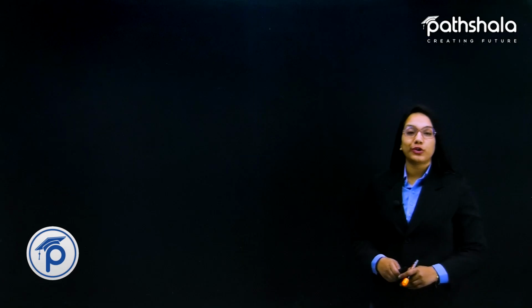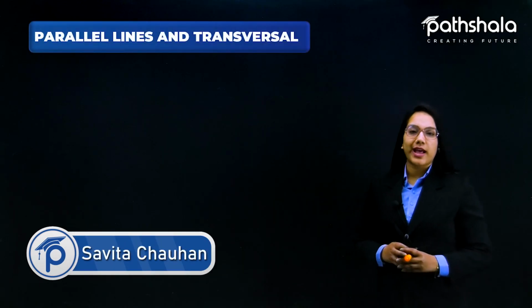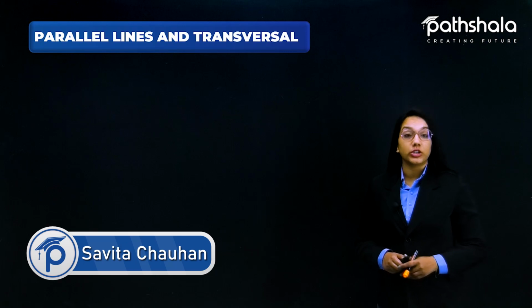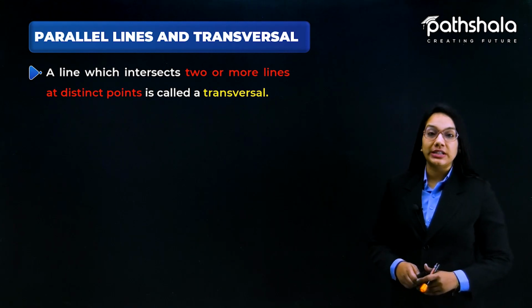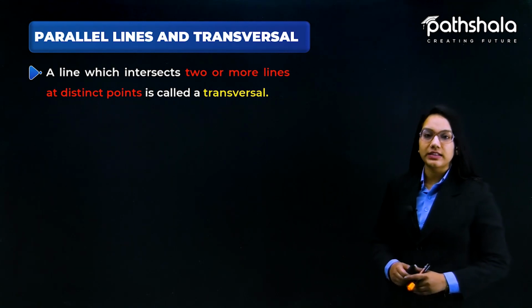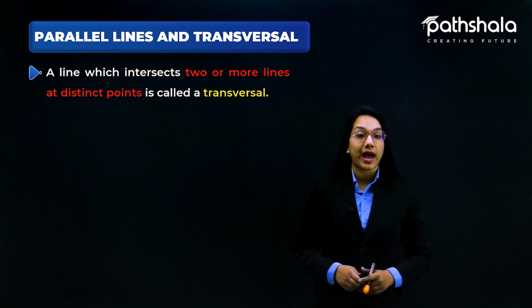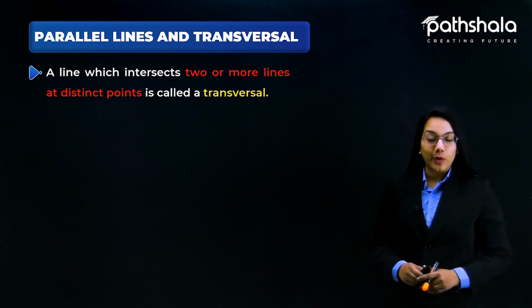Now let's move further towards the topic, which is called parallel lines and transversal. So what is the meaning of a transversal? Let us see it first. A line which intersects two or more lines at distinct points is called a transversal. We already know this definition.